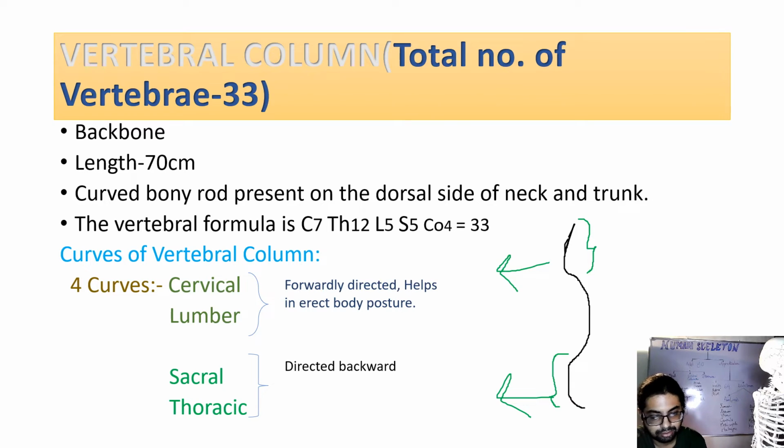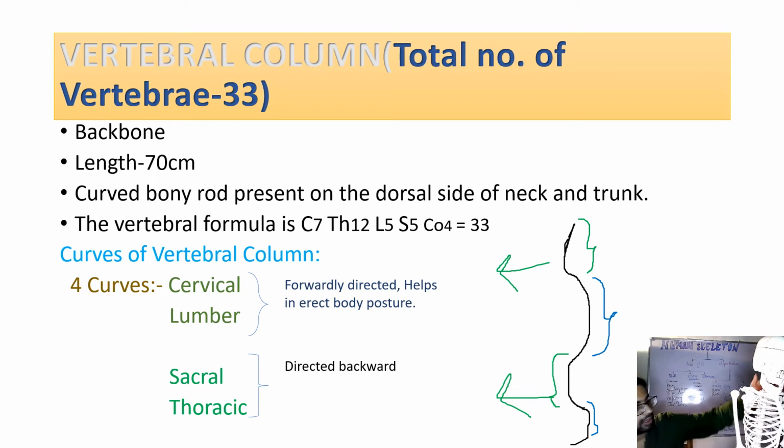And you see this thoracic, I'm showing with a different color, this thoracic and sacral, this is sacral, is directed backward. Okay, so 4 curves: cervical and lumbar, these are forwardly directed, and sacral and thoracic are backwardly directed. In this model you find that it is straight only, but no, it is actually this shape which I have shown to you.